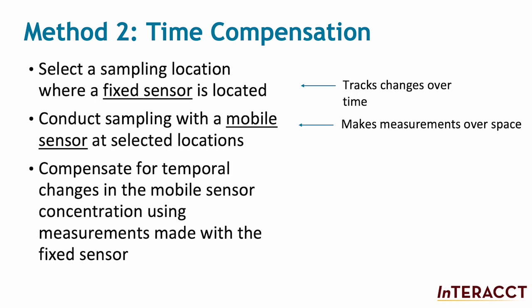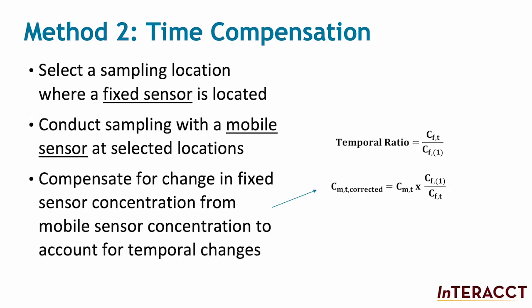Another approach to alleviate the problem of temporal variation is to utilize a fixed sensor while you're also moving another sensor around for the spatial measurements. A fixed sensor would indicate the variation over time while you're also taking measurements over space. The measurements made with a fixed sensor can then be used to compensate for temporal variation in the mobile samples. The compensation occurs by applying the ratio of the change in concentration from one time point to another by the fixed sensor to adjust the amount of change in the mobile sensor.